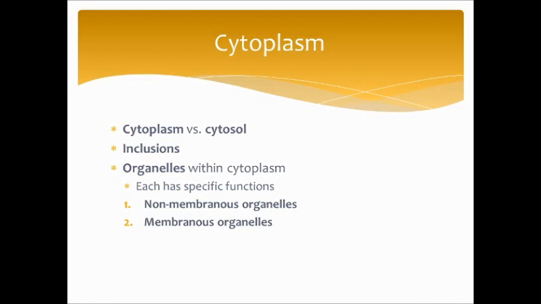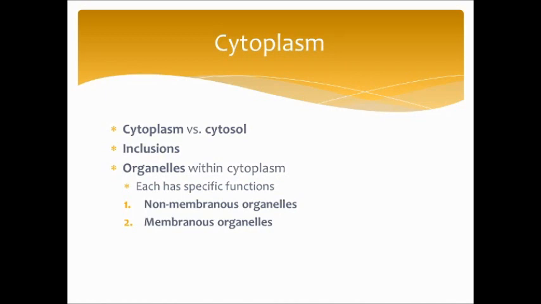There are organelles within the cytoplasm, and like I said, that means tiny organs. So these are what are going to make the cell run and perform its functions. Organelles are going to differ depending on the type of cell that we're looking at. Some cells will have different levels of organelles than others, depending on their function. So some might have more mitochondria if they need to make more energy, like skeletal muscle cells. Each organelle has its own specific function, and we'll go through each of the organelles as well.